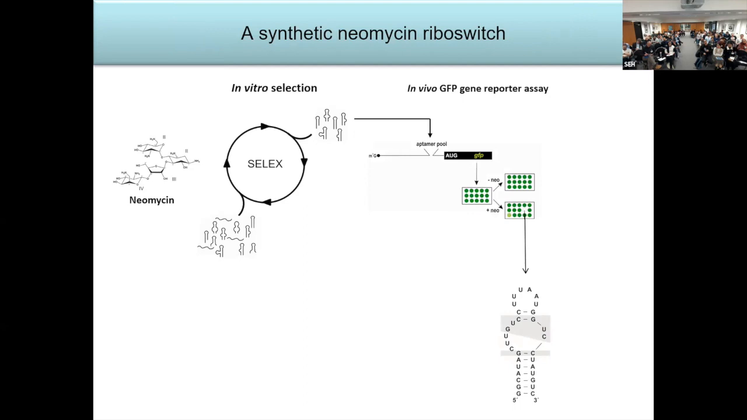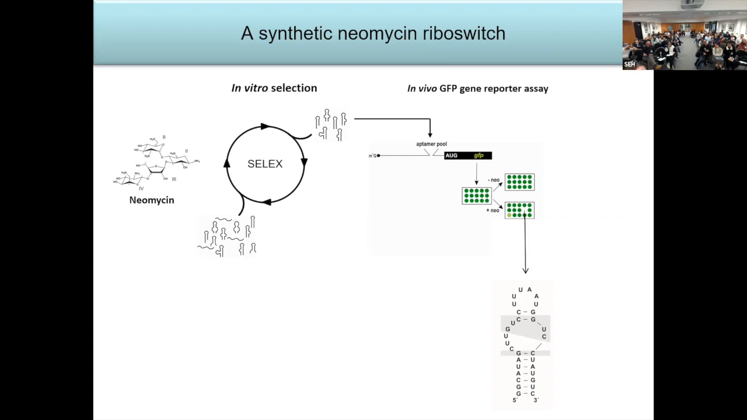We think that SELEX alone is not sufficient because SELEX selects only for binding. And this is not what we are looking for. We're looking for aptamers that bind and regulate. And so we always have a selection and couple it to an in vivo screening. In this case, we like yeast.